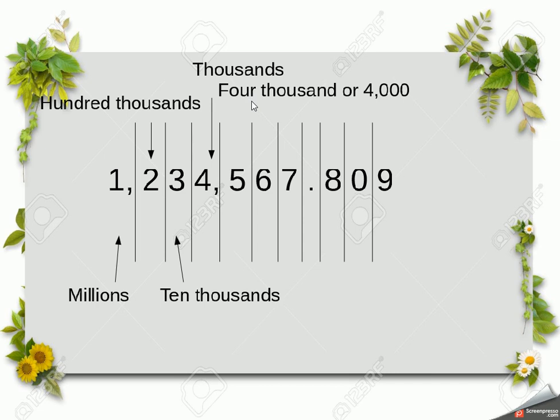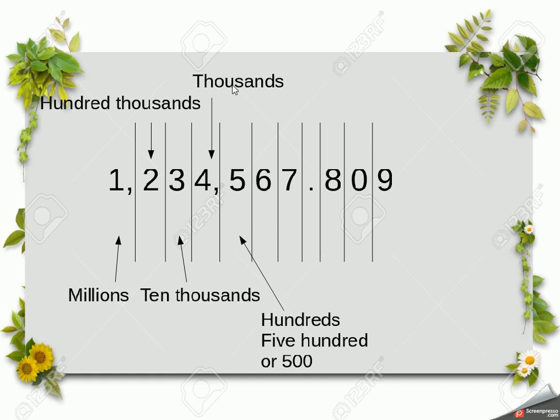It's worth 4,000. So far we've got 1,234,000. Notice how I've put an and between the 2 and the 3. 234,000. It's important to remember these things because in a GCSE exam you might be given a number like this and asked to write it out. So if you forget that and, you'll lose marks.